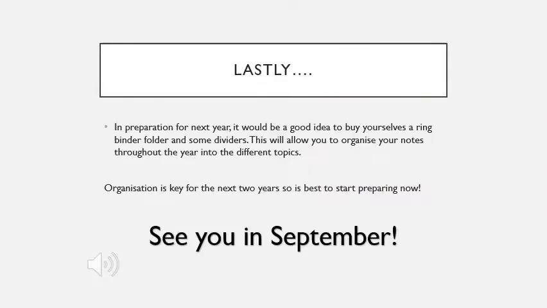And lastly, just before you come back for September, I think it'd be really helpful for you guys to buy yourself a ring binder folder and some dividers. The dividers are just little paper things. What this will allow you to do is organise your notes throughout the year in terms of different topics and subtopics. So for example, if we're looking at crime, your topic will be crime, your subtopic might be gender and crime. And it's just going to really help you when you come to revise, because the key for A level is to consistently revise throughout the next couple of years.